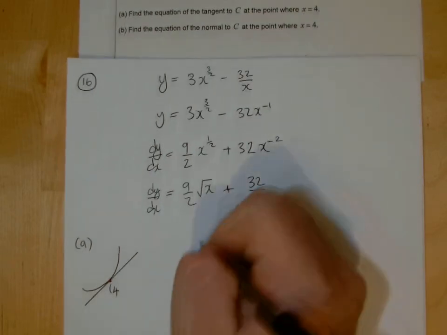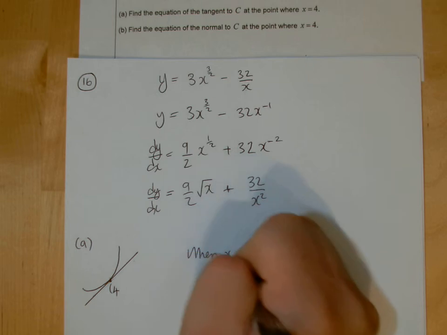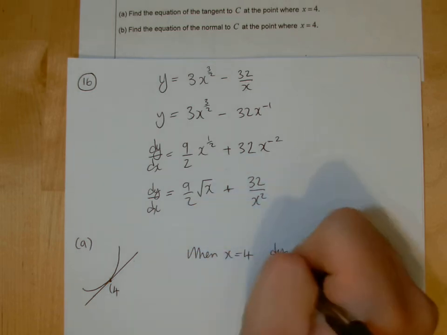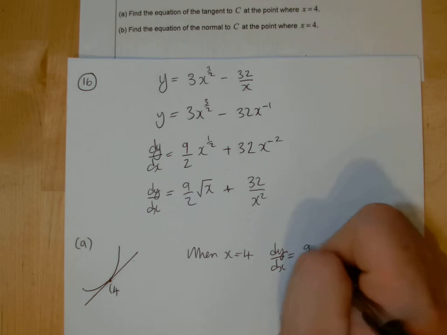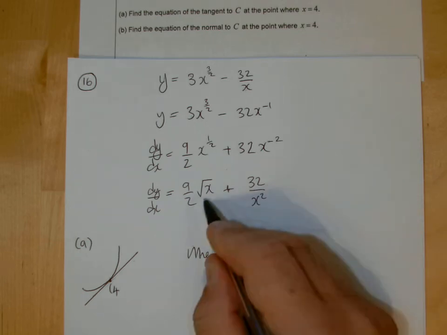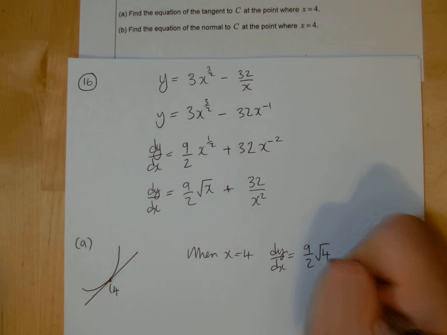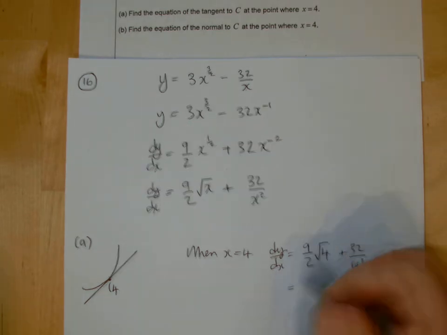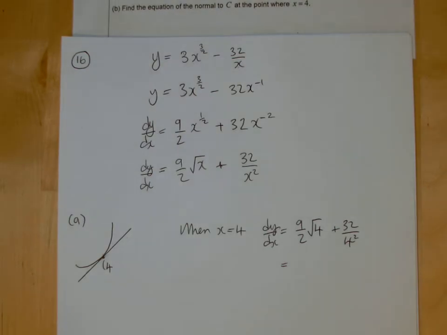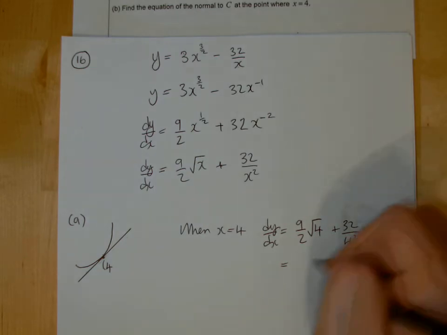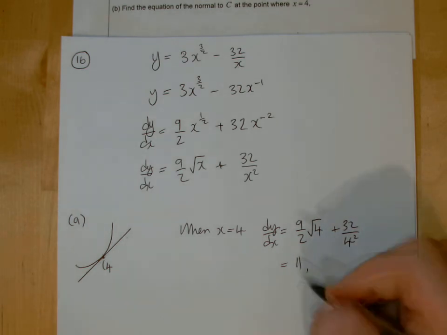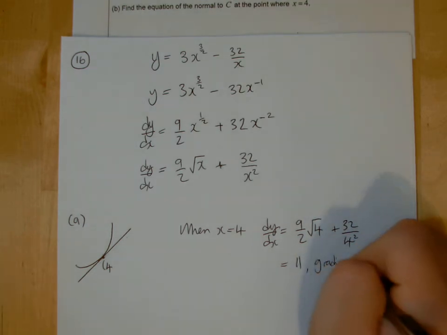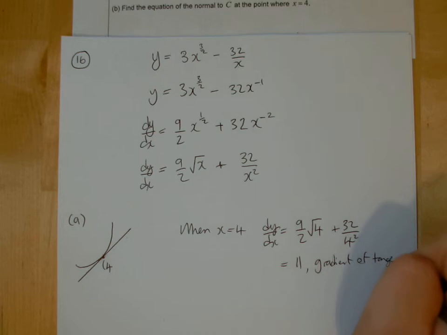So what we can do is say, when x is equal to 4, dy by dx will equal, just sub it in here. Sub it in here, so we'll have square root of 4 there, plus then 32 over 4 squared. You can work all that out in one go on your calculator, and you get 11. So that will be the gradient of the tangent. So we must remember that.